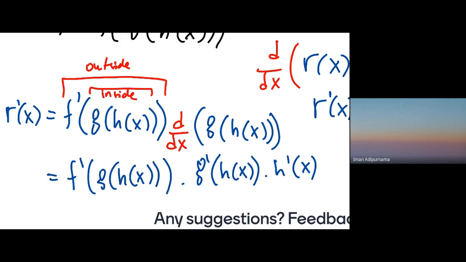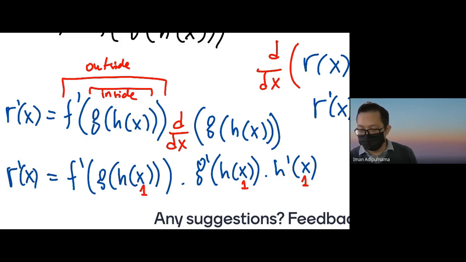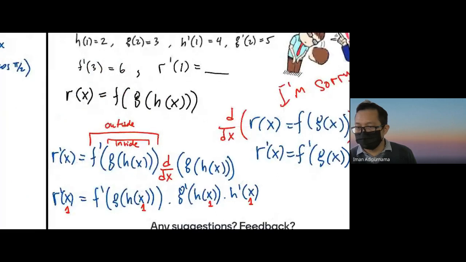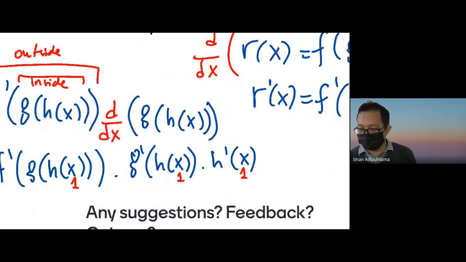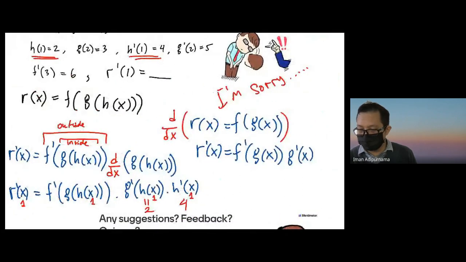The rest is we plug in x equals 1, and check the information based on the question. So this will be r prime of x, and then we plug in 1. So we plug in 1, 1, 1, and 1, and look at what we have. h(1) is 2. h prime of 1 is 4.